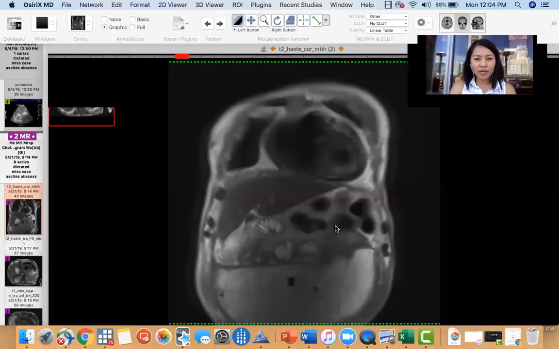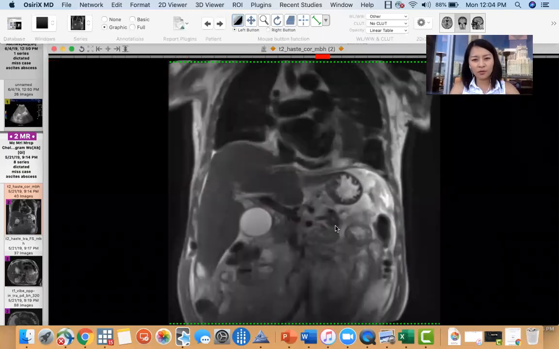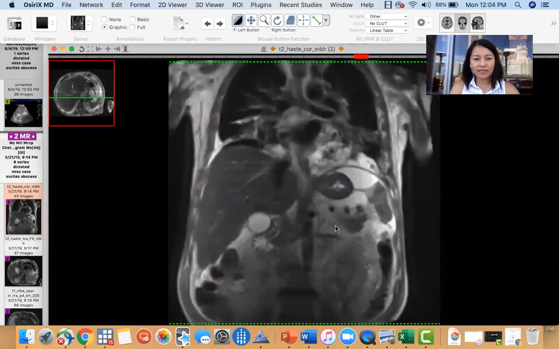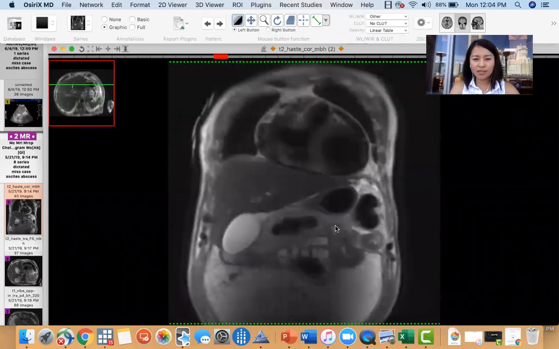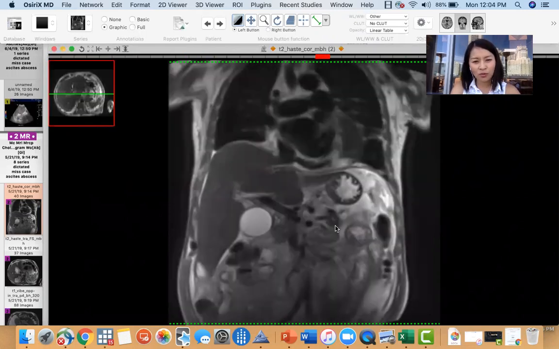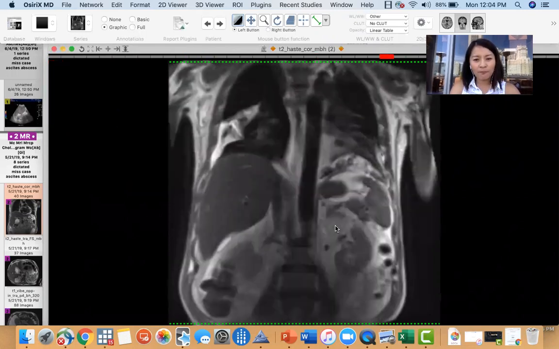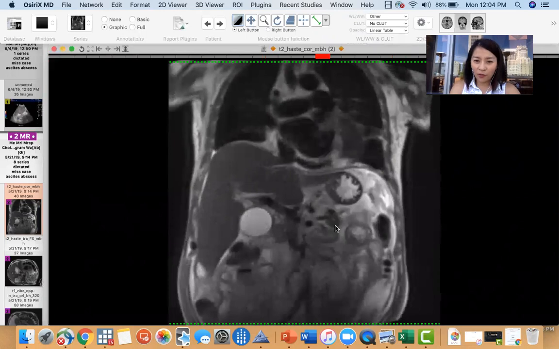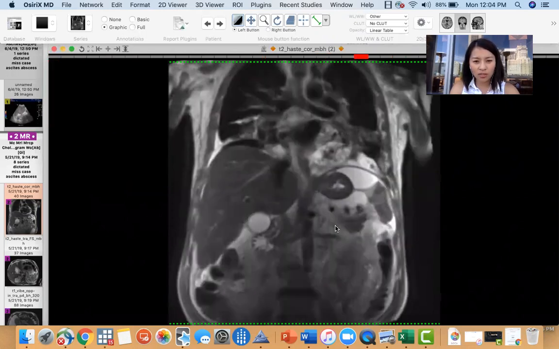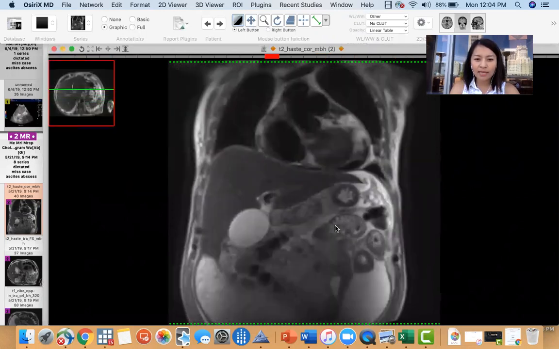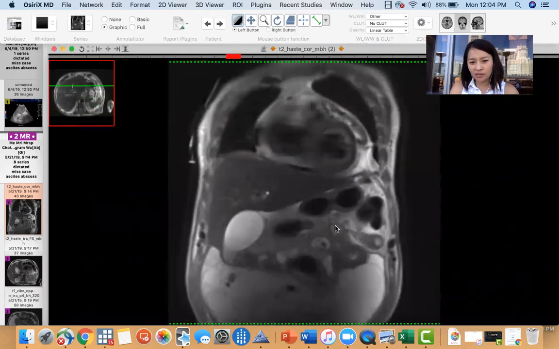This is a patient with cirrhosis who got an MRI for transaminitis. This is a coronal T2. So in patients with cirrhosis, what we're typically looking for is, of course, liver mass, because patients with cirrhosis are at an increased risk for liver mass. But there are certain complications of cirrhosis.